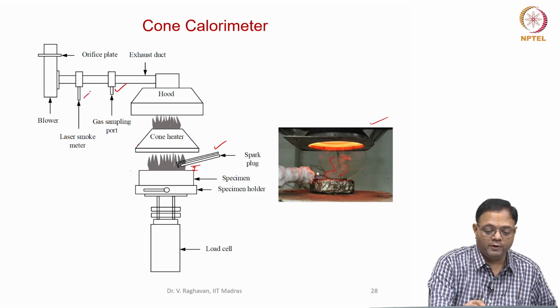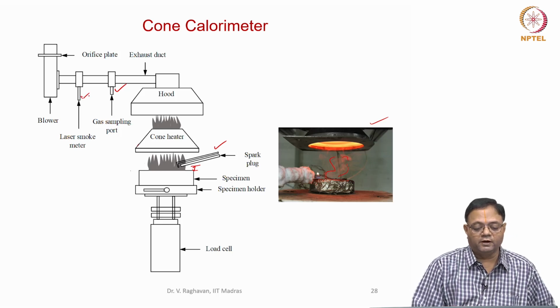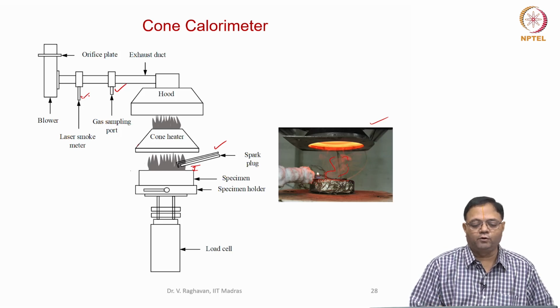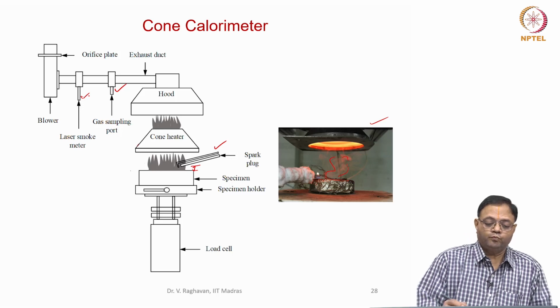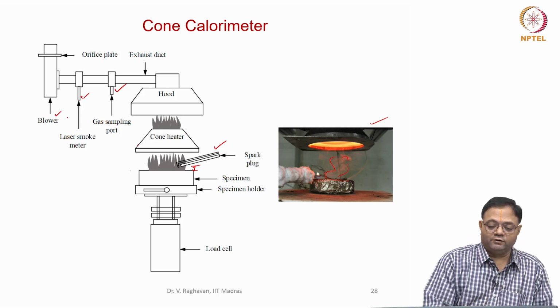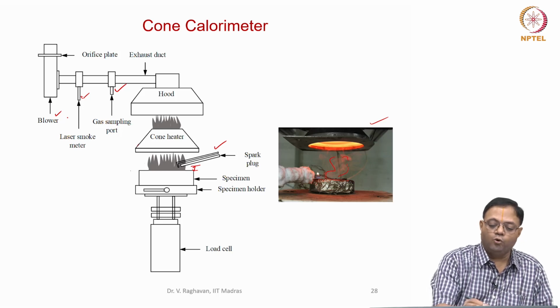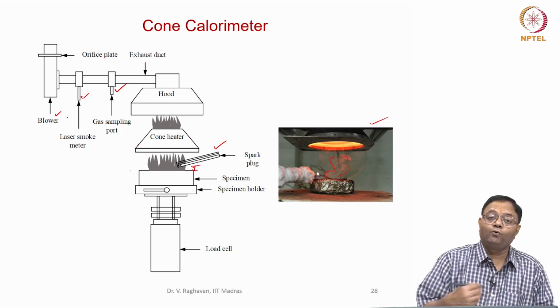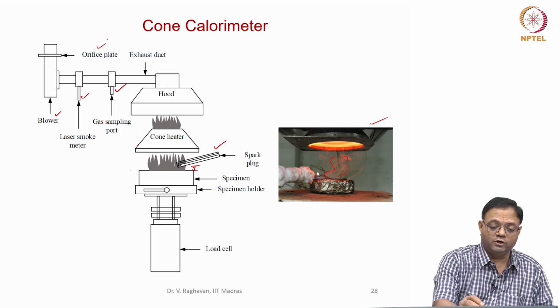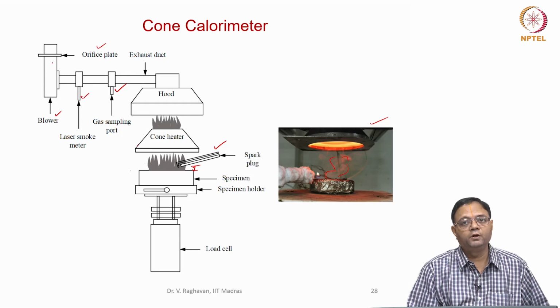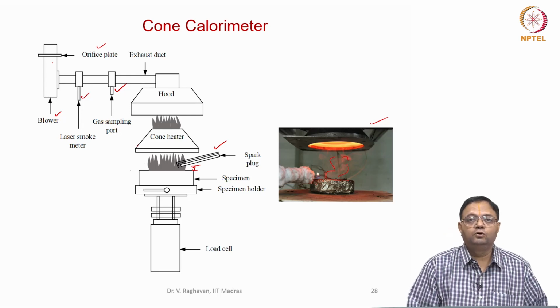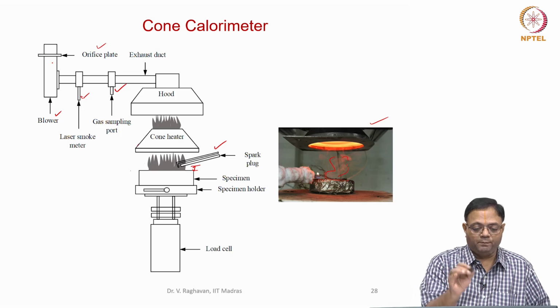Then a smoke meter, how much smoke is there, that also can be detected. Laser type smoke meters can be used or optical types also can be used. Then this blower sucks the hot gases so that the hot gas only goes through this hood. Now, the flow rate of these gases can also be measured by putting an orifice plate. So, there are standards to design the hood, the pipings, the orifice plate, the port sizes, etc. So, this is about the cone calorimeter.